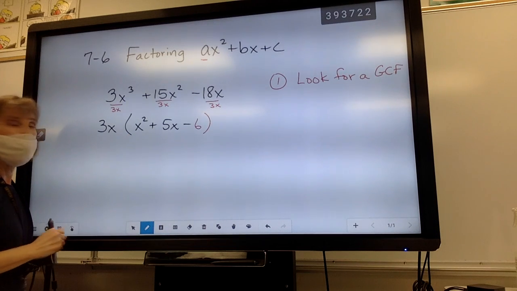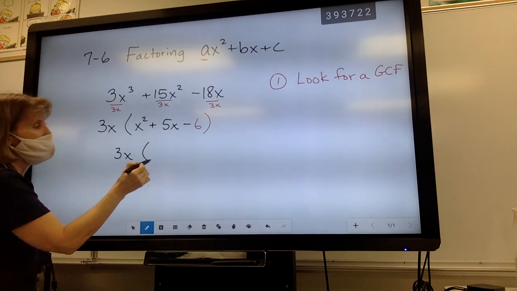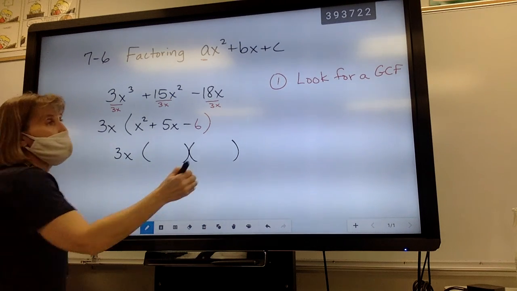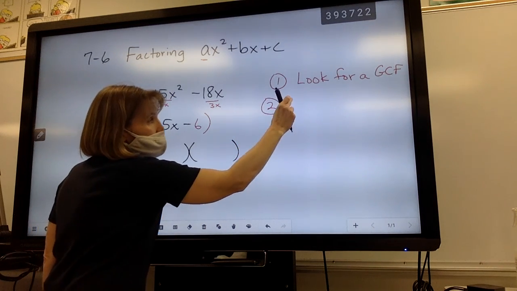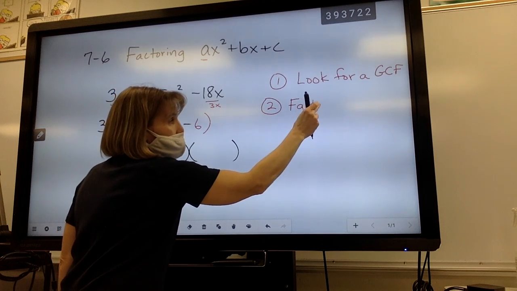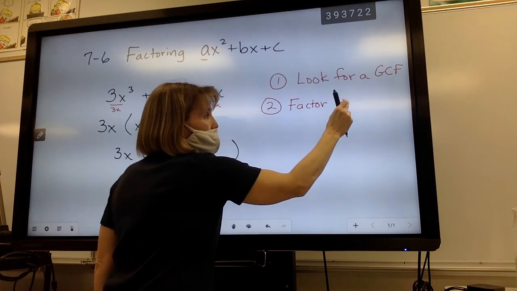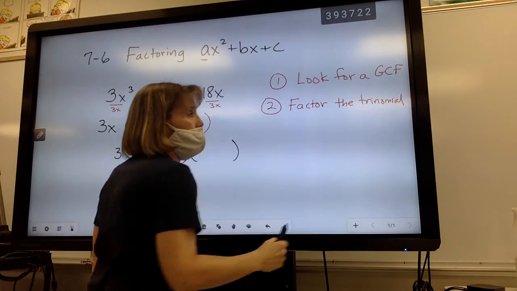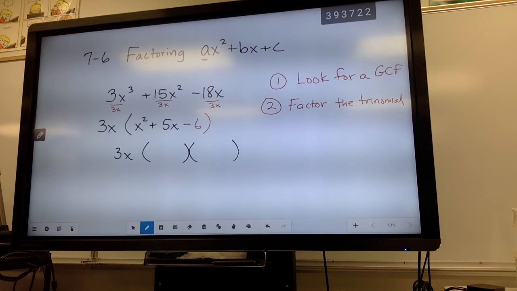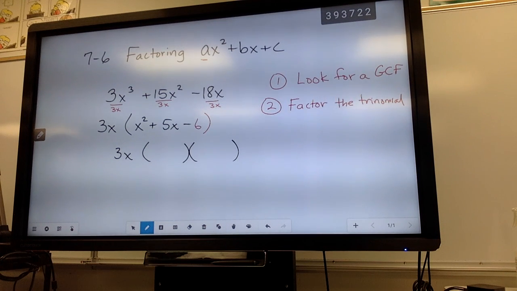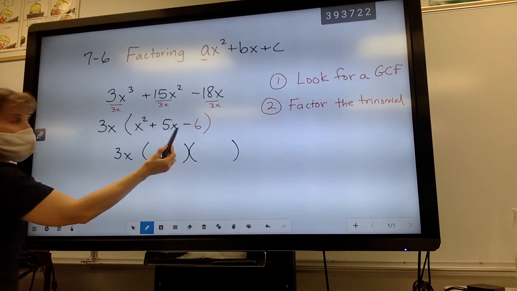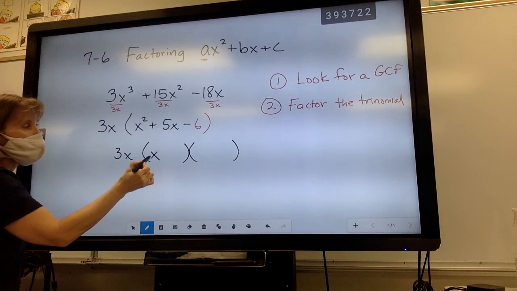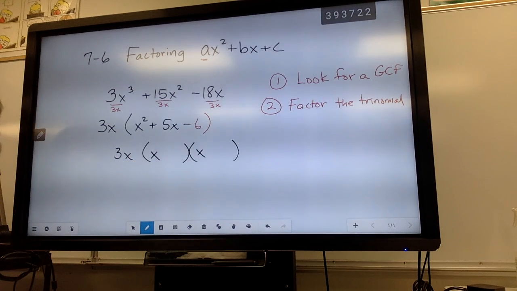But I do want to look at this trinomial now. Does it factor? Is it going to break into two binomials? If we apply the divide and slide rule, then step 2 is going to be factor the trinomial. Some of you won't need to use divide and slide here. This has a leading coefficient of 1, so maybe you don't want to use that. You might want to just say we'll start both of these out with x.